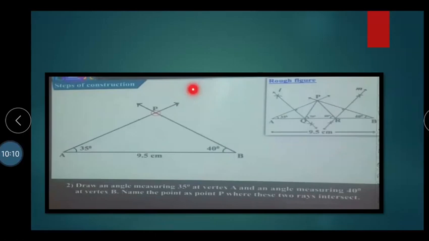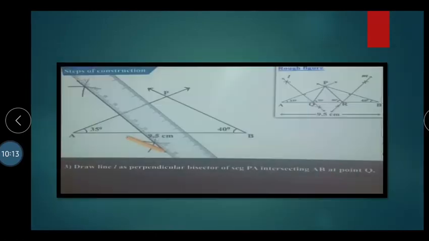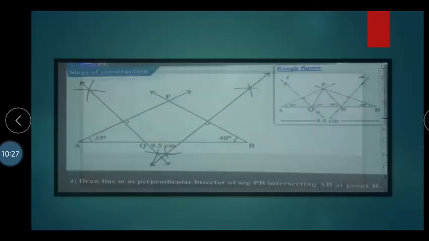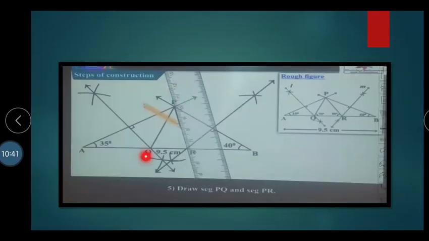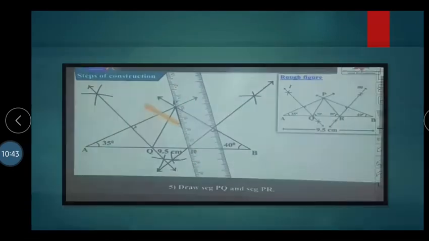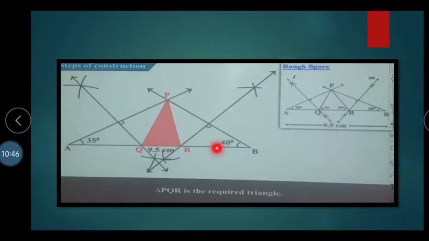This is the way we will name them. Step number 3. Draw line L perpendicular bisector of PA intersecting AB at point Q. Similarly, draw line M perpendicular bisector of seg PB intersecting AB at point R. Next step, draw seg PQ and PR. And lastly, our triangle is formed. Therefore, triangle PQR is our required triangle.